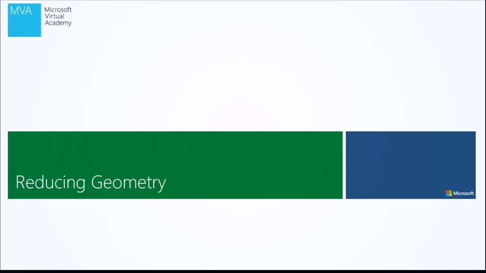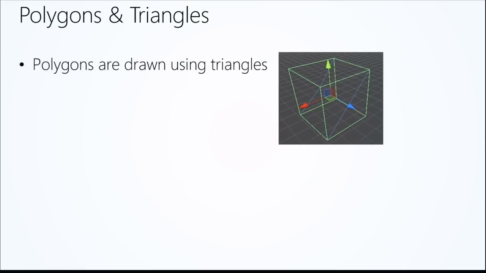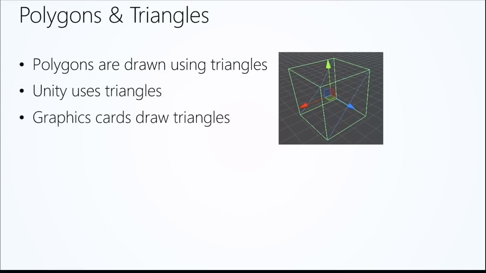Lastly, reducing geometry. Some might say one of the most important subjects, this and reducing draw calls, right? Yep. Well, geometry, polygons and triangles in your game. It's important to know that polygons in your game are drawn using triangles. So when you model your character, you have what people refer to as polys in there. Those are actually drawn using triangles. Unity uses triangles. Your graphics card actually draws triangles.